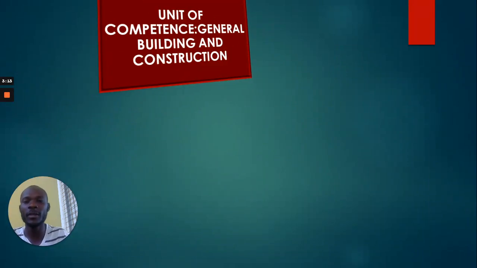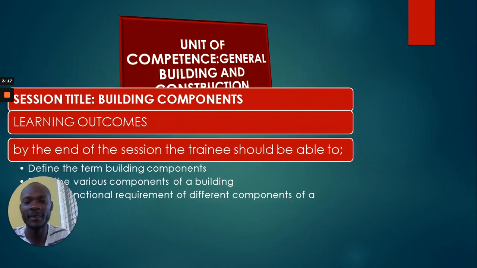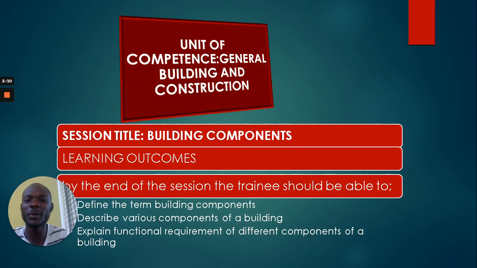So our unit of competency is General Building and Construction, which is GBC, and our session title is Building Components, and the following are our learning outcomes, that by the end of the session, the trainee should be able to define the term building components, describe various components for building, and explain functional requirement of different components of a building. So we start by defining the term building component.